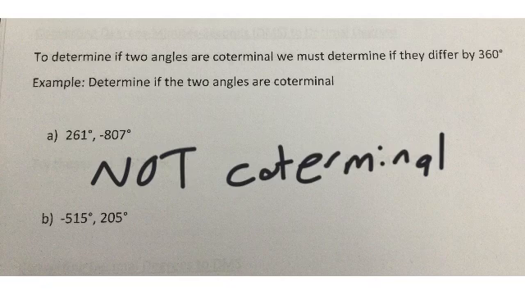Now on the B part, I would start with 205, and I would subtract 360 to get negative 155, and I would subtract 360 to get negative 515. So because I got the same measurement by adding and subtracting 360, then I know that these are coterminal.